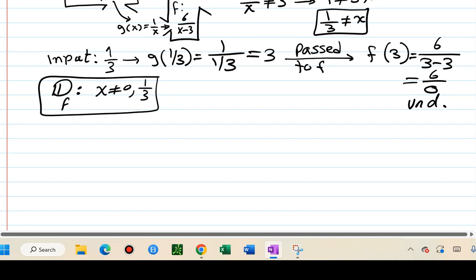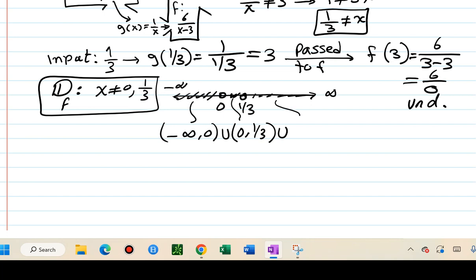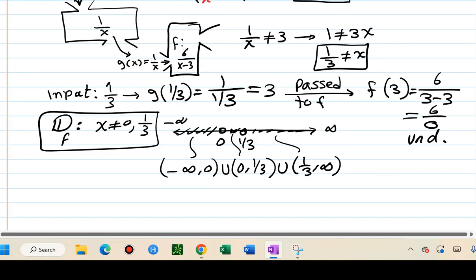Now we can write the interval notation for this one. If I look at the number line, let's say here is 0 and here is 1/3; these are exclusions. Everything else is fine. So the interval notation will be negative infinity to 0, union, 0 to 1/3, union, 1/3 to infinity. And that will be the interval notation for this one.